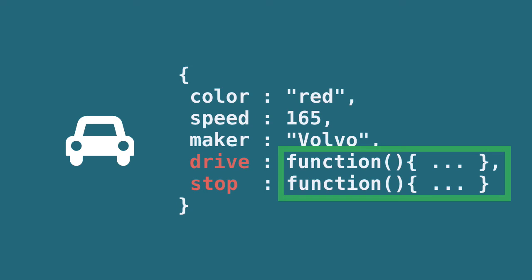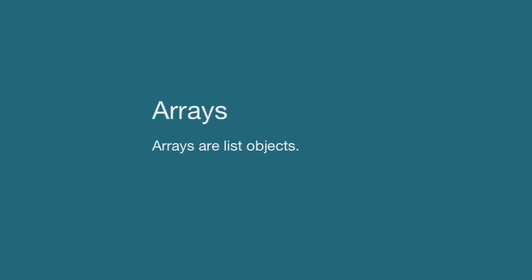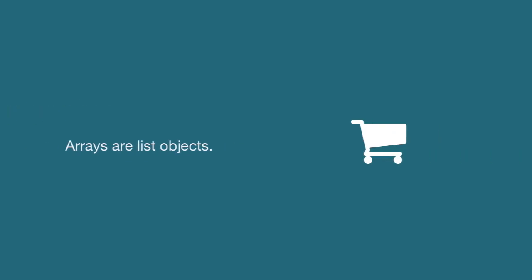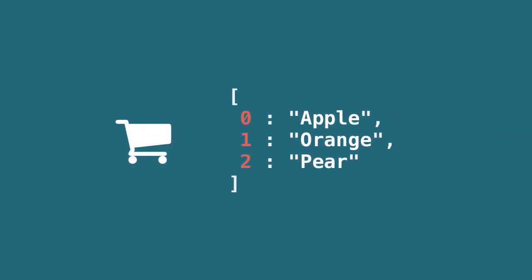Then we also have arrays. Arrays are lists. They contain similar types of things, such as names or car registration plates or items in a shop. They contain similar types of things and they list out these similar types of things, and each one of them is called an element.